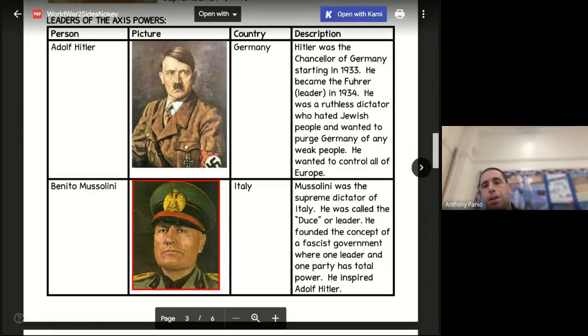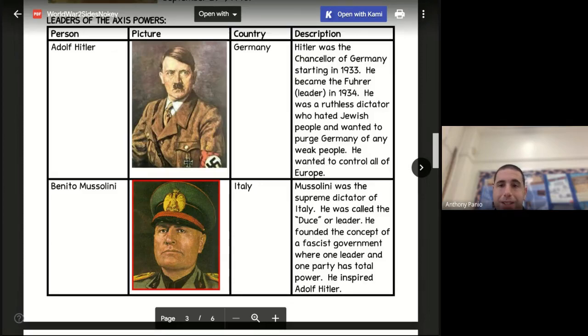This is Adolf Hitler. Hitler was known as the Chancellor of Germany. He started in 1933 and later became the Führer, or the dictator, in 1934. He was a ruthless dictator who specifically hated Jewish people and pretty much anyone who was not of the Aryan race, which we'll talk about more. And he wanted to purge, or get rid of, in Germany, any person who was considered a weak or inferior race.